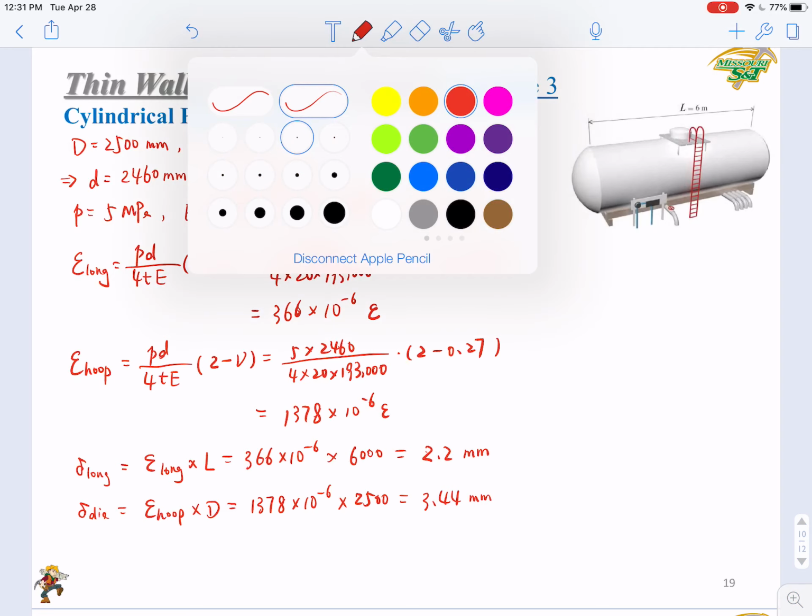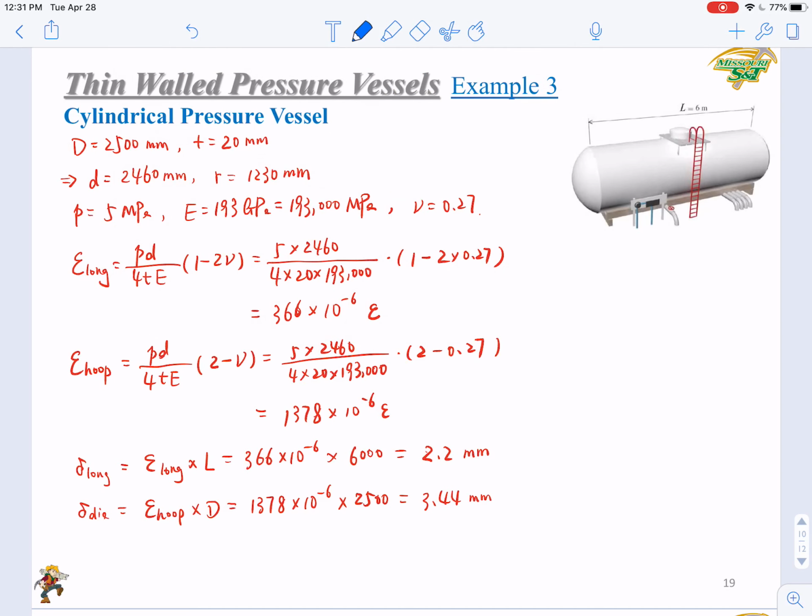It's just because, strictly speaking, the hoop direction strain equals delta perimeter over perimeter. So this would be pi delta d over pi d, equals delta d over d. So you can use the epsilon hoop to calculate the change in diameter.